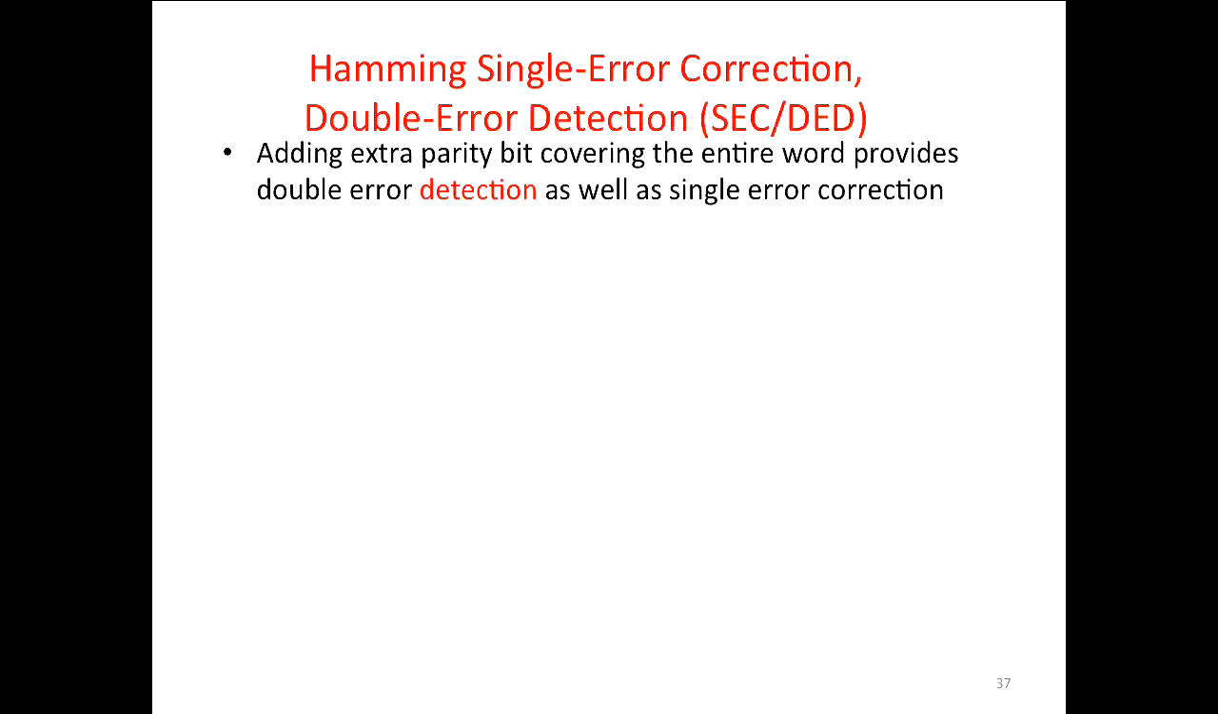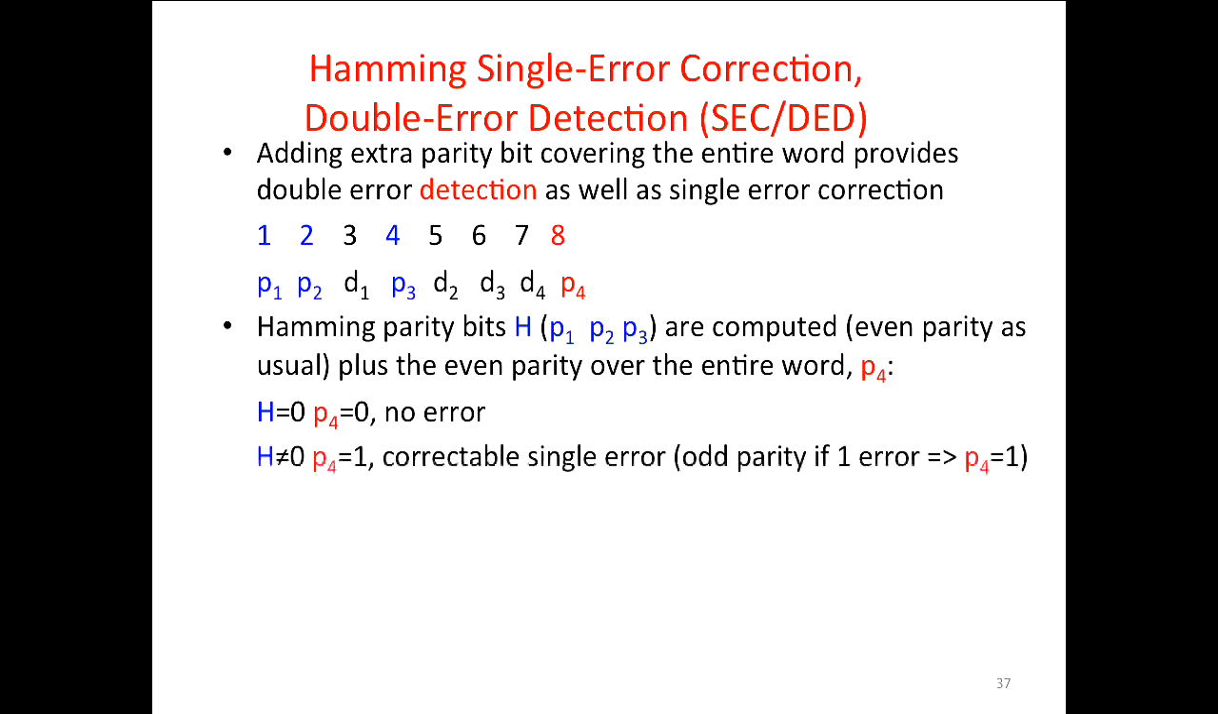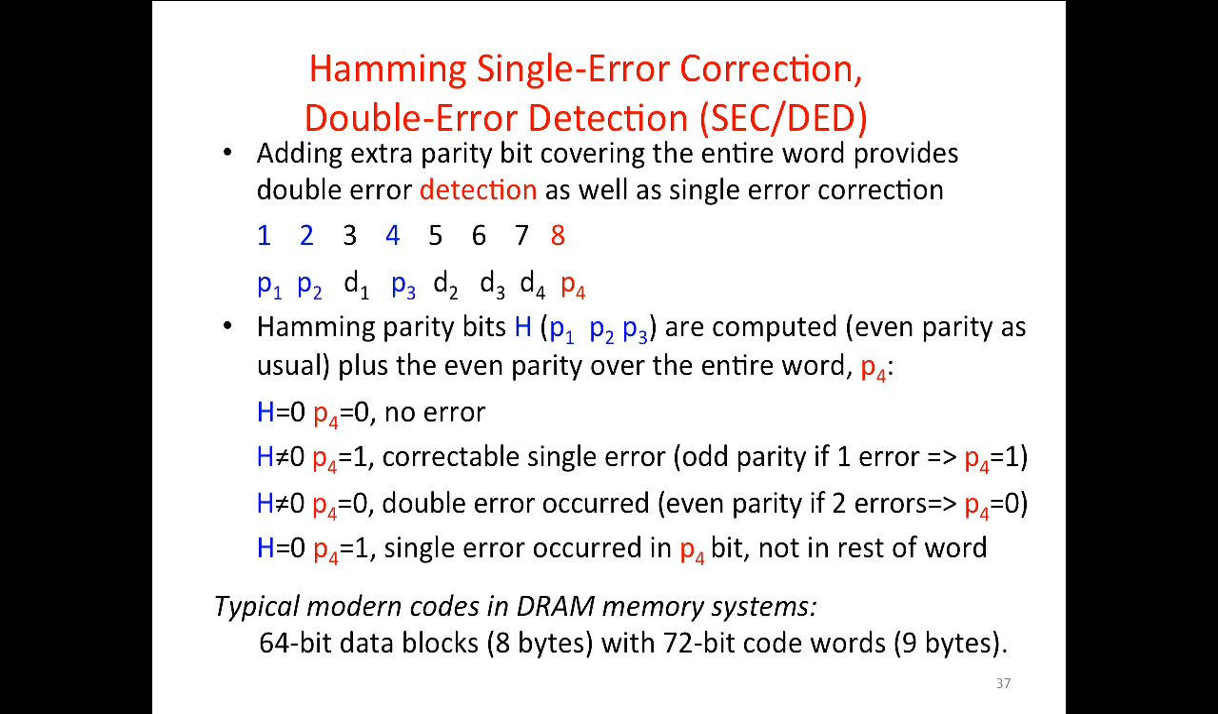Yeah, so this is called single error correction, double error detection. It's very common in memory systems. We've kind of gone over all this. And this is the standard thing in modern DRAM systems.